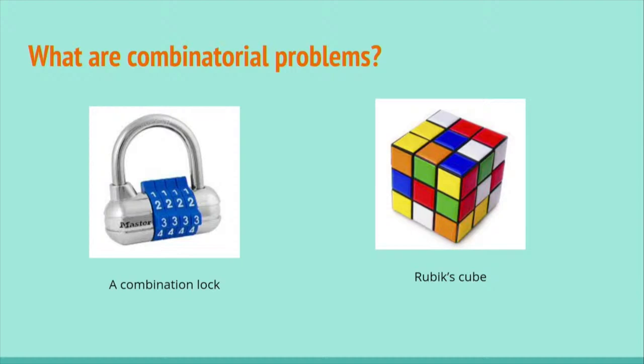So these are the most trivial examples of a combinatorial problem, right? Number one is a combination lock. Everyone knows what a combination lock is. And essentially you need to find the right combination of numbers to unlock this lock. And the Rubik's Cube is also a very famous problem. All of you know. Yes. Can you hear me? Okay, so these are the most trivial examples of combinatorial problems, but you can have a lot of complexities in these problems.